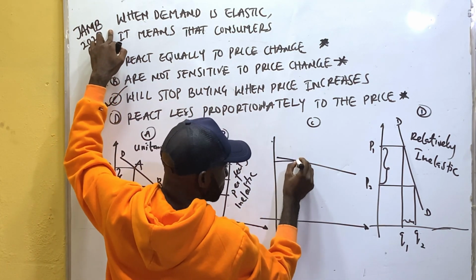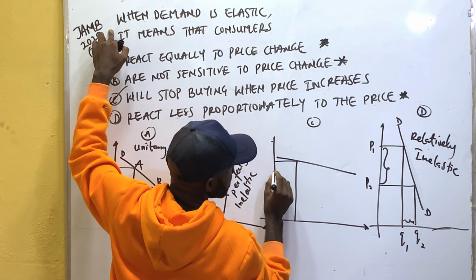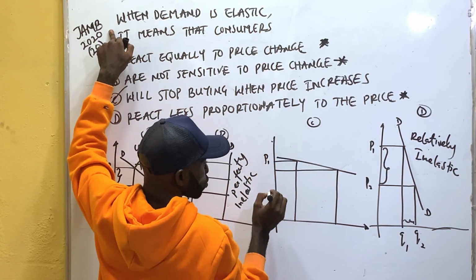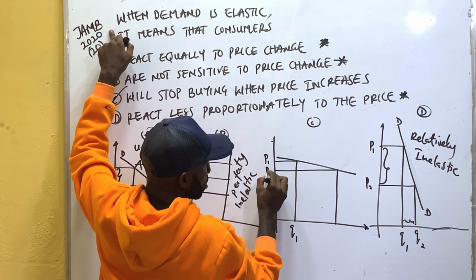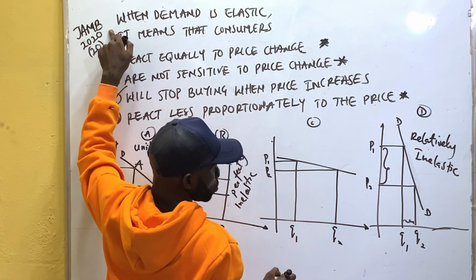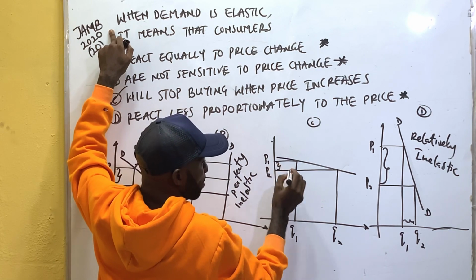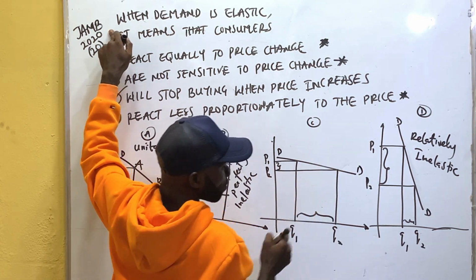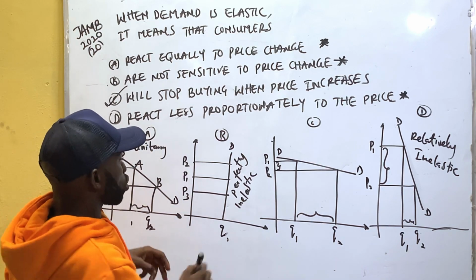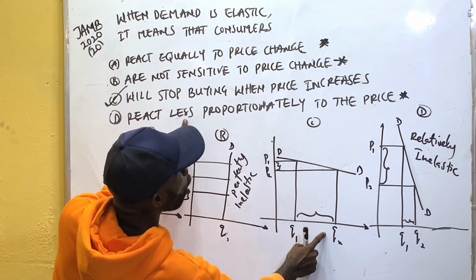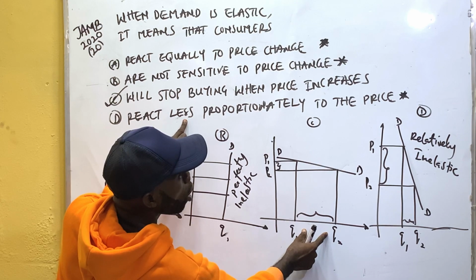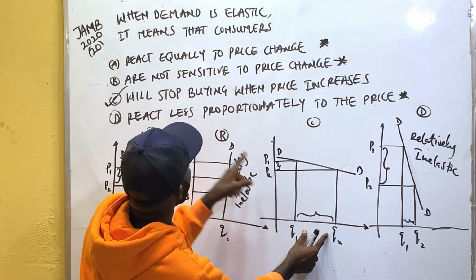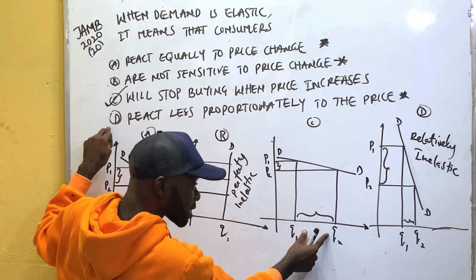So if they are putting up this, you can see that price 1, quantity 1, price 2, quantity 2. If we have this gap against this reaction from consumers, you can see that consumers will react more proportionately to price, and that means D cannot be your answer.